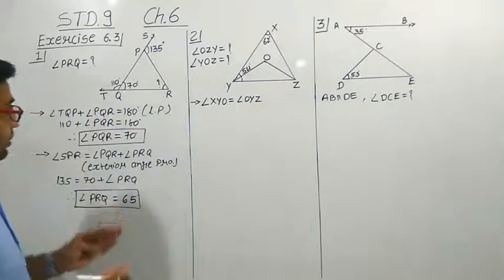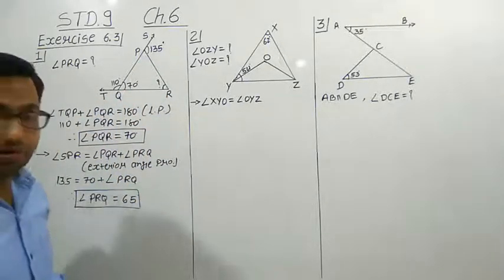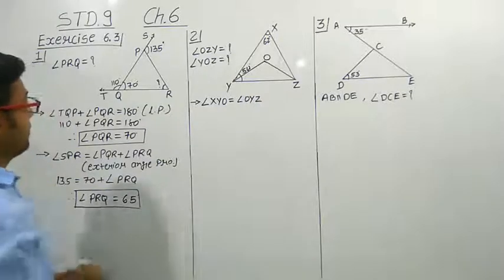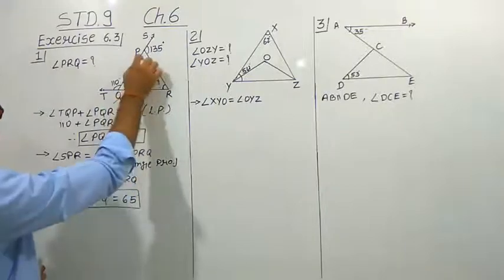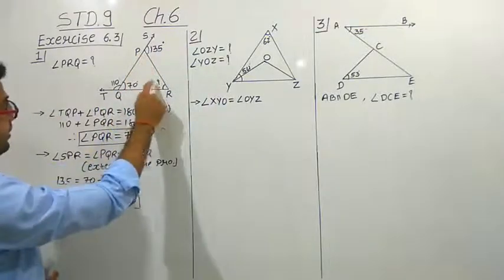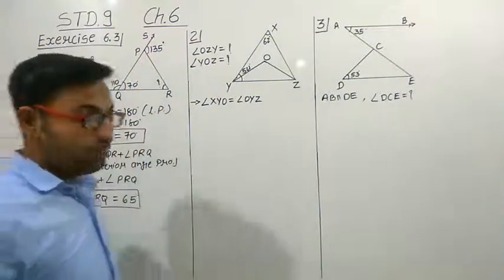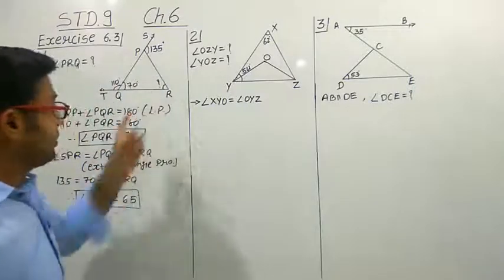You can also apply the angle sum property of the triangle as I stated earlier. First, as we have found this interior angle, you can also find out the other interior angle, and then by applying the angle sum property, you can find out this angle.